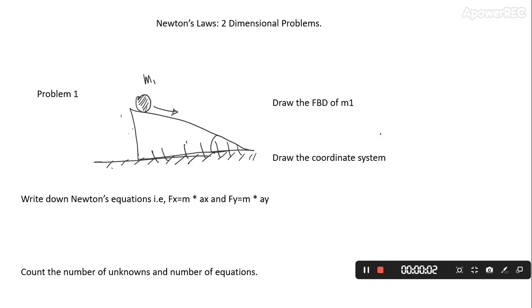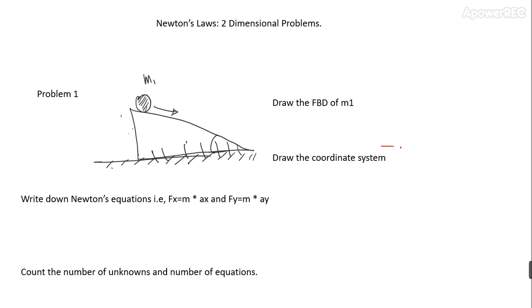So I'll now attempt to draw the free body diagram of M1. There is an inclined plane whose angle theta is known. There is a mass M1, and we have to worry about the external forces on M1.